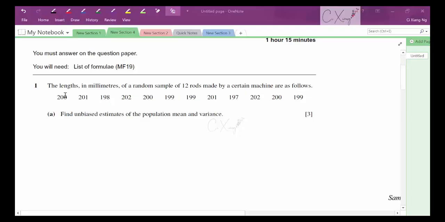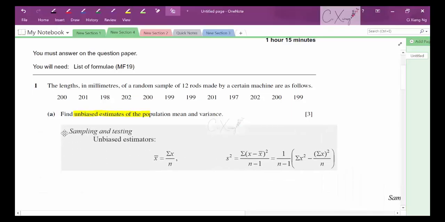They give us the length in milliliters for a random sample of 12 rods made by a certain machine, as follows. So these are the data that we have. First, they want us to find the unbiased estimates of the population mean and also the variance. To get these, generally there's a formula for us to follow.